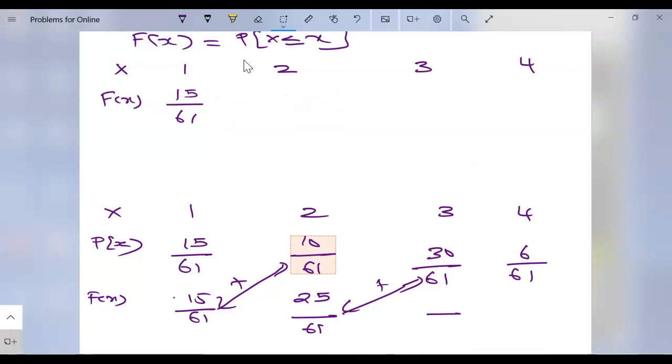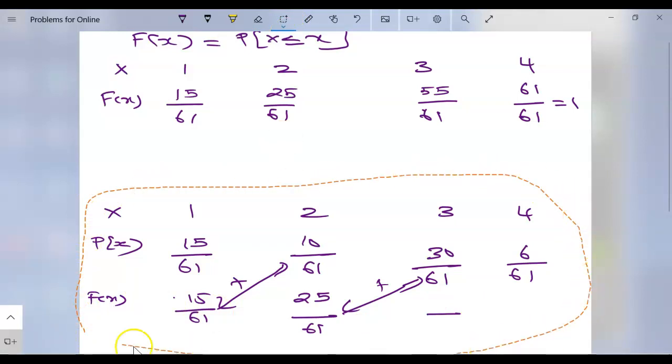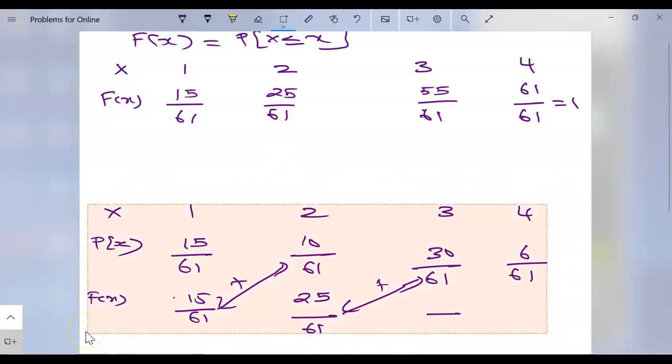You just calculate it. I will write it here. 25 by 61. And next is 25 plus this one, it's 55 by 61. The last value will be 61 by 61, that's equal to 1. So this ends the cumulative distribution table. There is nothing else. It's actually very simple. Now this problem is also done.